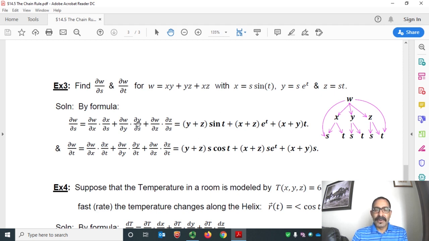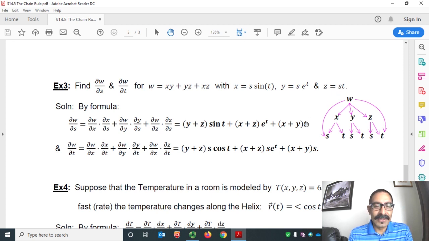times partial derivative of y with respect to s, simply e^t. Great. Similarly, the third term: partial derivative of w with respect to z is y plus x, or x plus y, and times partial derivative of z with respect to s, which is simply t.